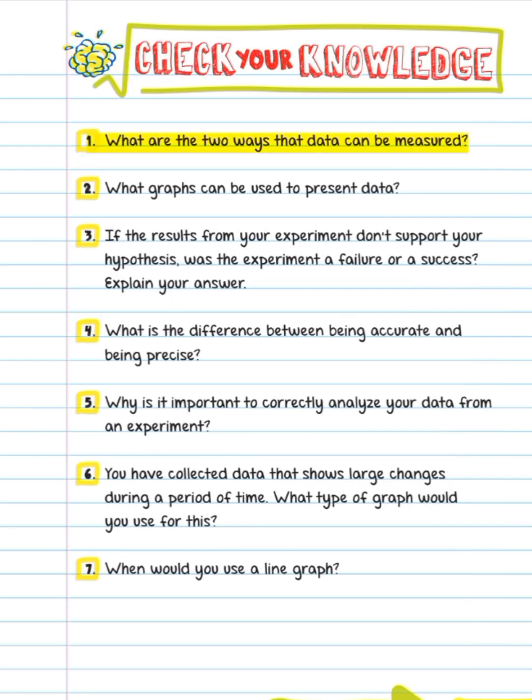1. What are the two ways that data can be measured? 2. What graphs can be used to present data? 3. If the results from your experiment don't support your hypothesis, was the experiment a failure or a success? Explain your answer. 4. What is the difference between being accurate and being precise? 5. Why is it important to correctly analyze your data from an experiment? 6. You have collected data that shows large changes during a period of time. What type of graph would you use for this? 7. When would you use a line graph?